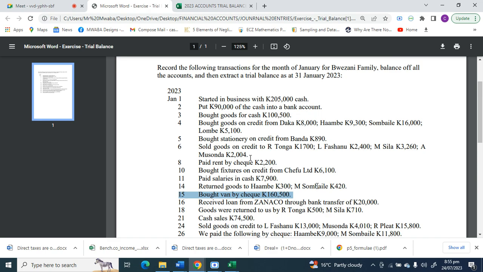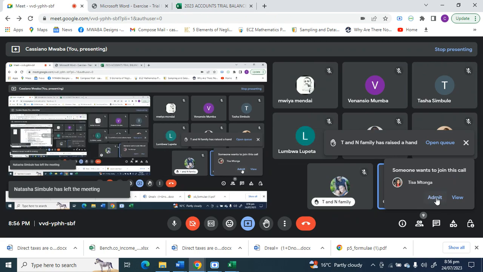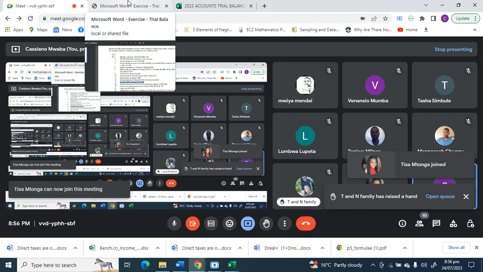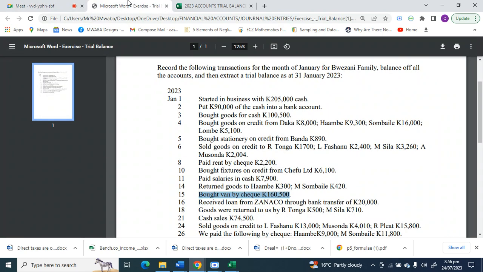No, you won't credit the motor. Yes, two accounts involved, van account and bank account. Both are asset accounts. You've acquired a new asset, which is a van, increase in an asset, you debit. So you debit the van account 160,500. Is that a question? You have a question?